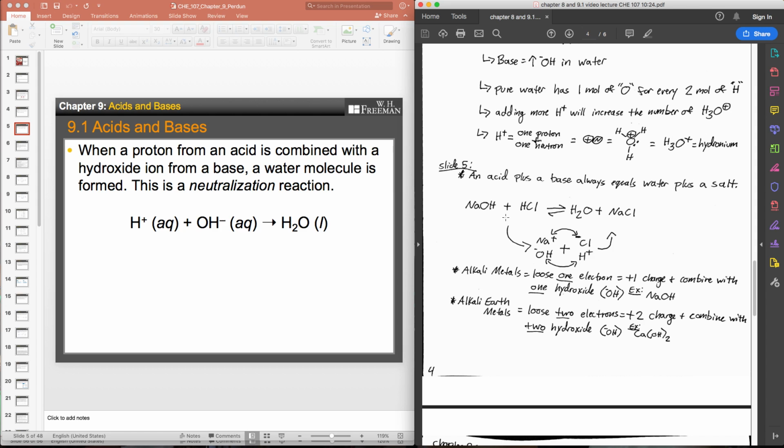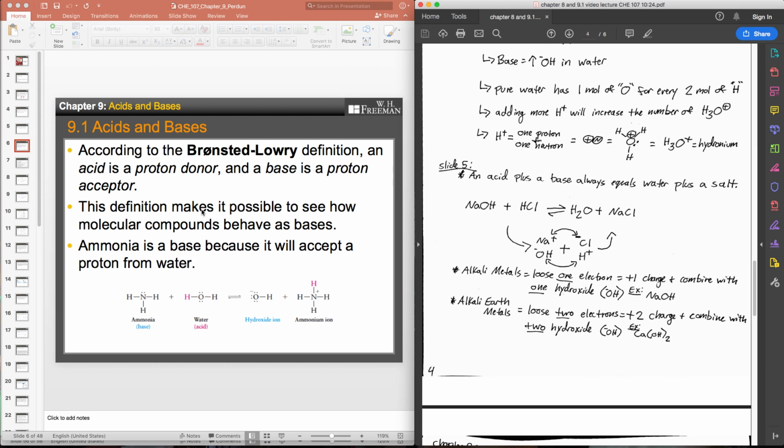Okay, and I kind of drew this intermediate, if that helps you understand what's going on. The sodium and the hydroxide fall apart. Same for the hydrogen ion and the chloride ion, they fall apart. These two bond together to form sodium chloride, and these two bond together to form water. Okay, so an acid plus a base equals water plus a salt. And that is true for all strong acids and bases added together, and this is called a neutralization reaction.